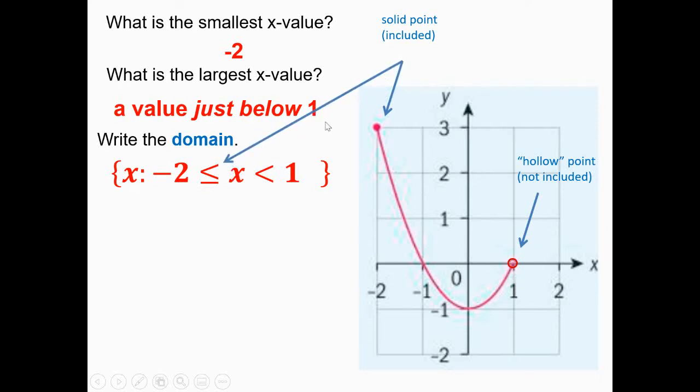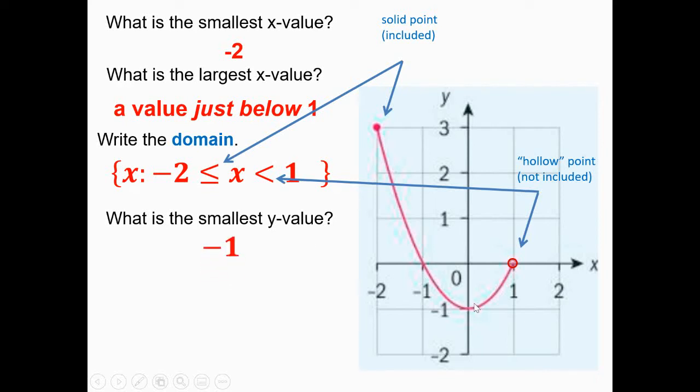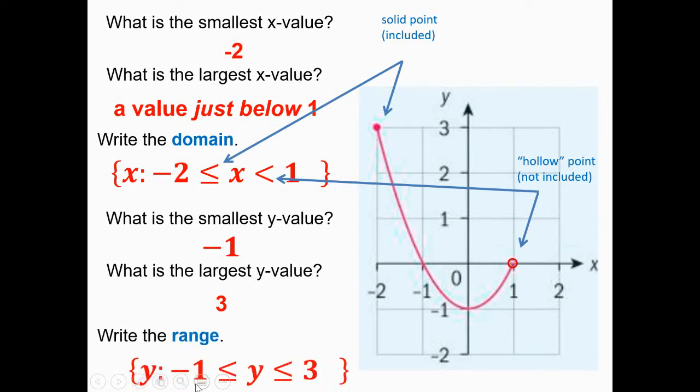So notice again here, the solid point included, and here the hollow point not included. Okay, so what is the smallest y value? Well, it is -1. We can see the graph. This is the lowest point here, -1. And what's the largest y value? Go all the way to the top. Oh, it's 3, right? Are both of those included? Yeah, there's no empty circle there. It's an included point. So what's the range? The range, therefore, is y values such that y is between -1 and 3, included on both, because that's an included point, and so is this.